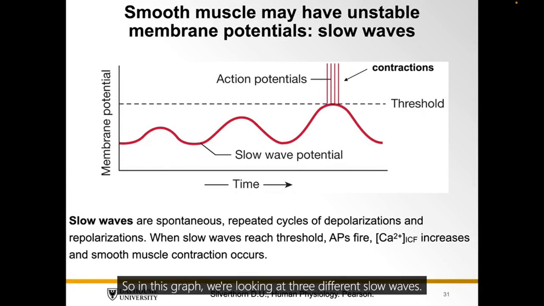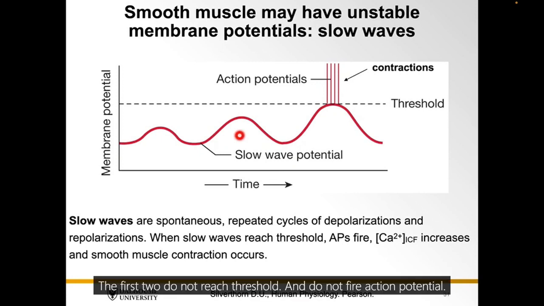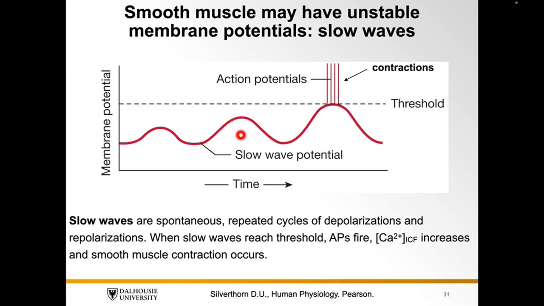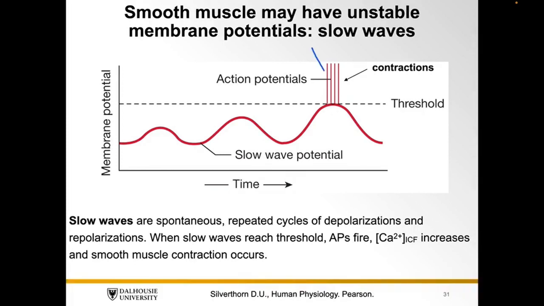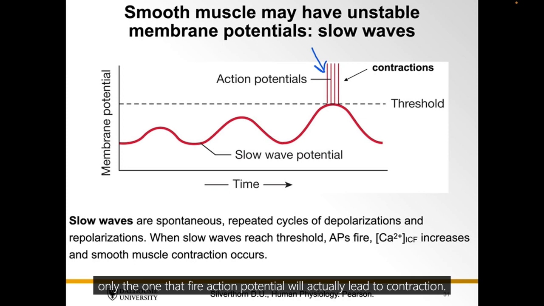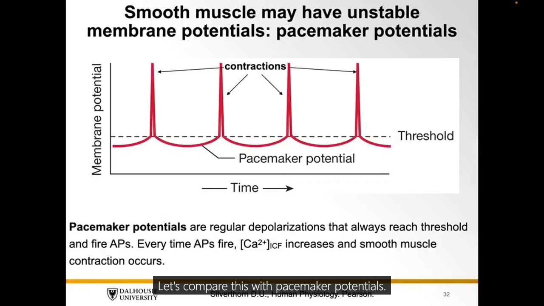So in this graph, we're looking at 3 different slow waves. The first 2 do not reach threshold and do not fire action potentials. The last one, because of additional stimulus, does reach threshold and fire action potentials. So in this case, only the third slow wave, only the one that fires action potentials, will actually lead to contraction. Let's compare this with pacemaker potentials.